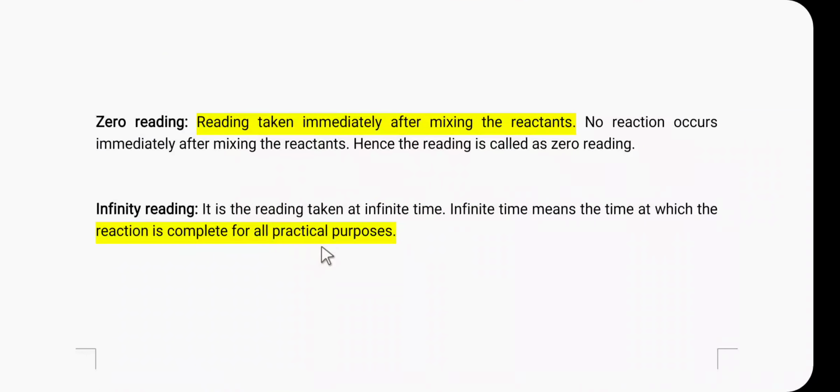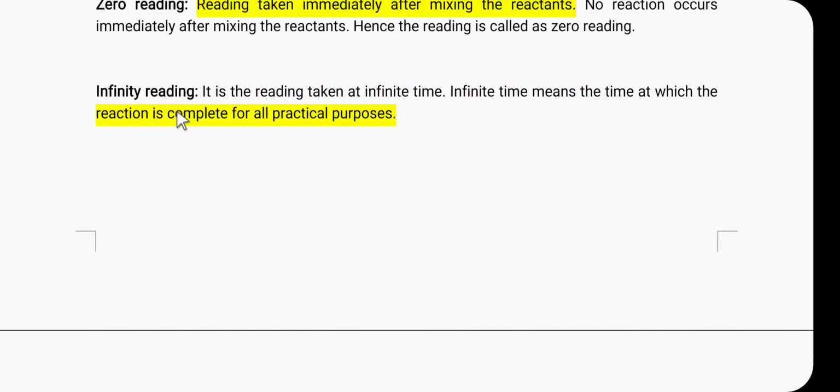Friends, in the first lecture we discussed the basic terms in chemical kinetics. There are two more terms which are useful in chemical kinetics, and the first term is the zero reading. The reading taken immediately after mixing the reactants is called the zero reading. Suppose in the chemistry laboratory we have to perform the experiment of hydrolysis of the ester. In one bottle ester is taken, in the second bottle dilute HCl is taken. When we mix the ester with dilute HCl, the reading taken immediately is called the zero reading.